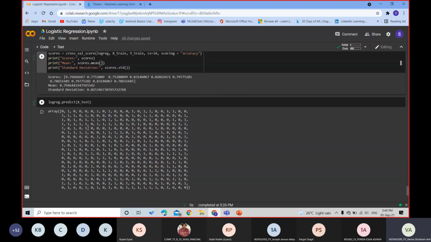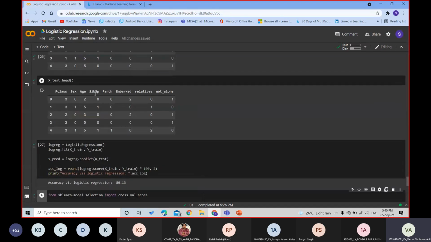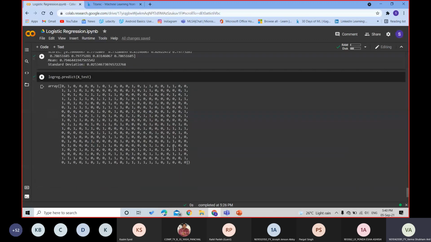After that we run our model on our testing data set that we created here, X test, and then we can see an array of numbers here. As you can see here, it is 0. That means he might have survived or not survived. 1, he might have survived or not survived. So it is representing that.